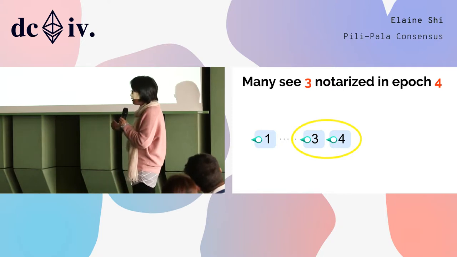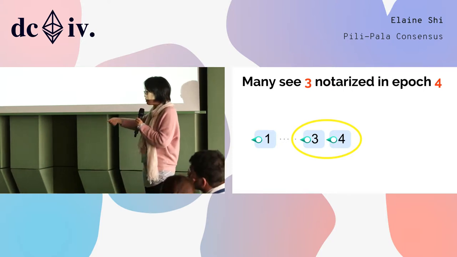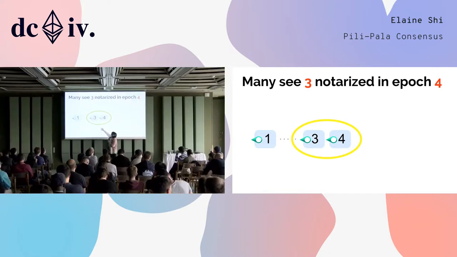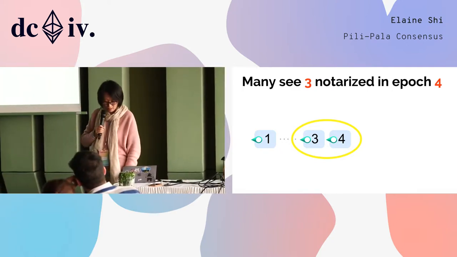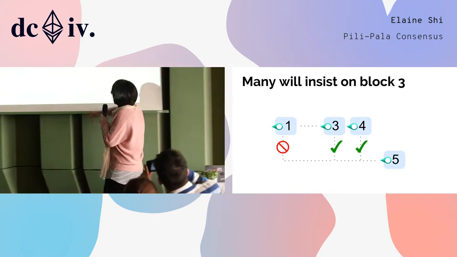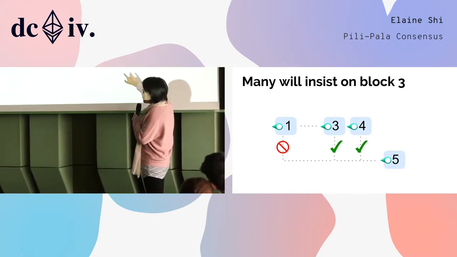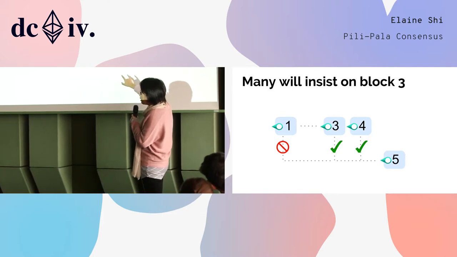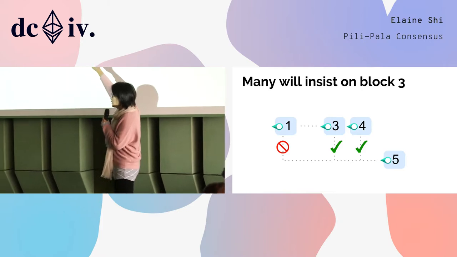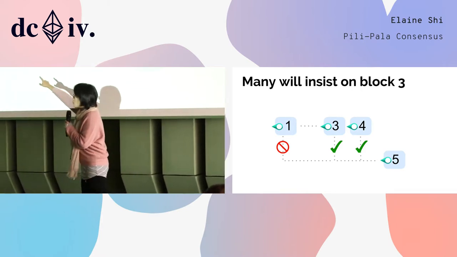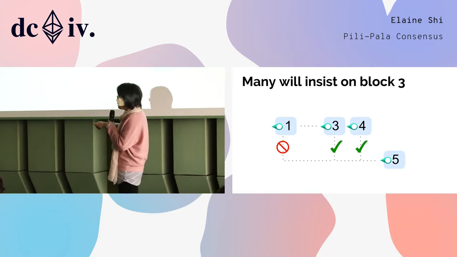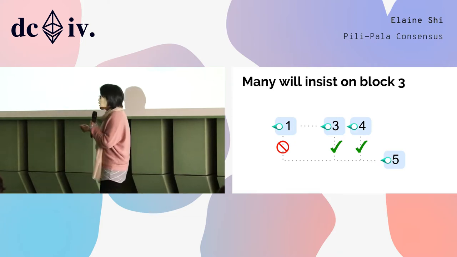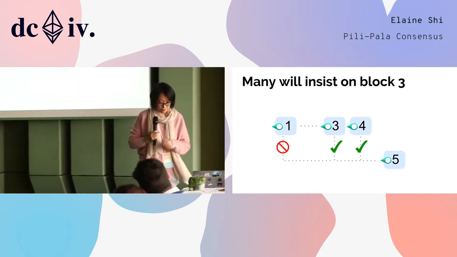So this is very nice, because for any future block, since many people have seen notarization for 3 very quickly, they're going to insist on the prefix ending at 3 being included in any future chain. And that's how the block is going to stick around and not be lost, right? So for instance, in epoch 5 or any future epoch, if anyone makes a proposal, this proposal must include the prefix ending at 3. Otherwise, people are just going to refuse to vote on it, right? Remember, people check that the parent block must be fresh enough when they cast the vote. Okay.